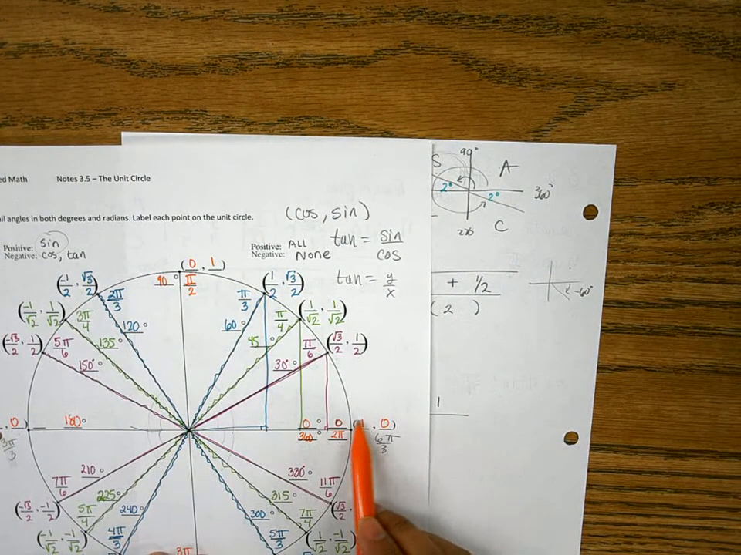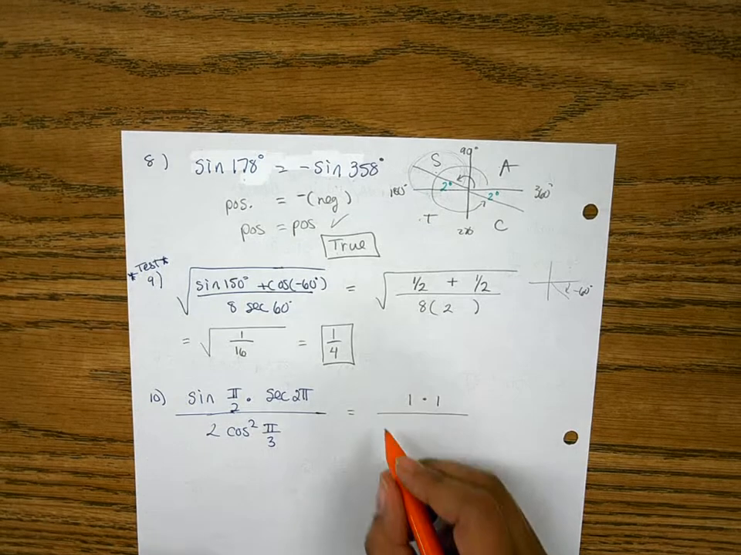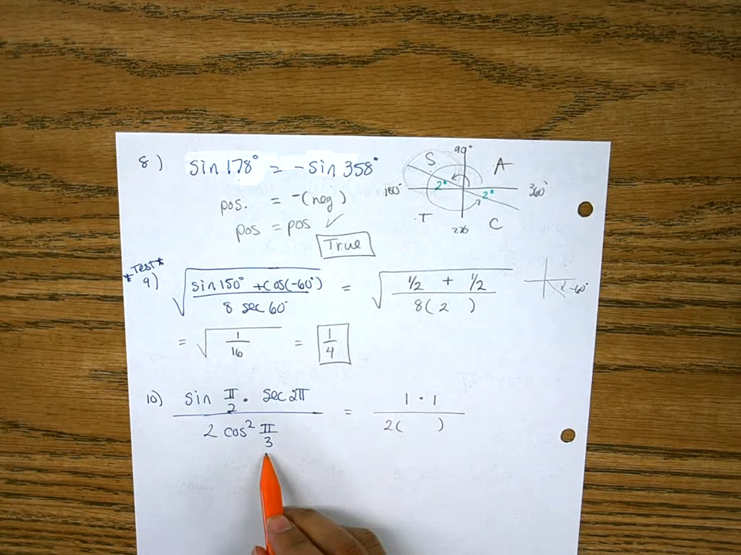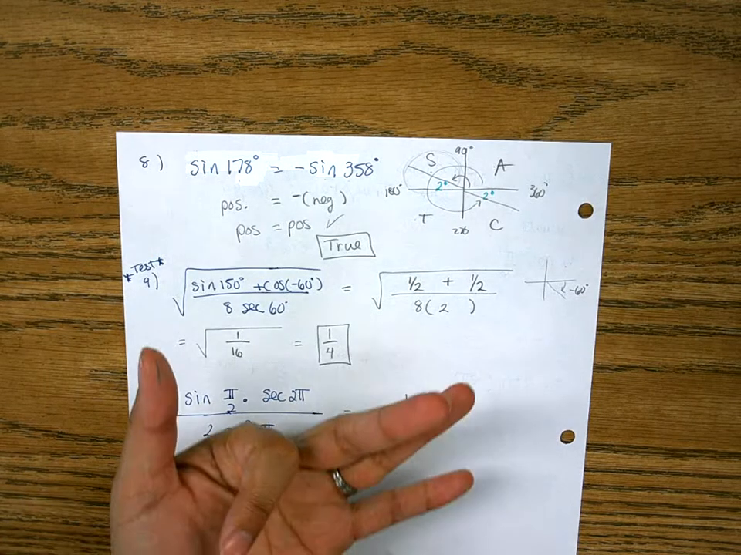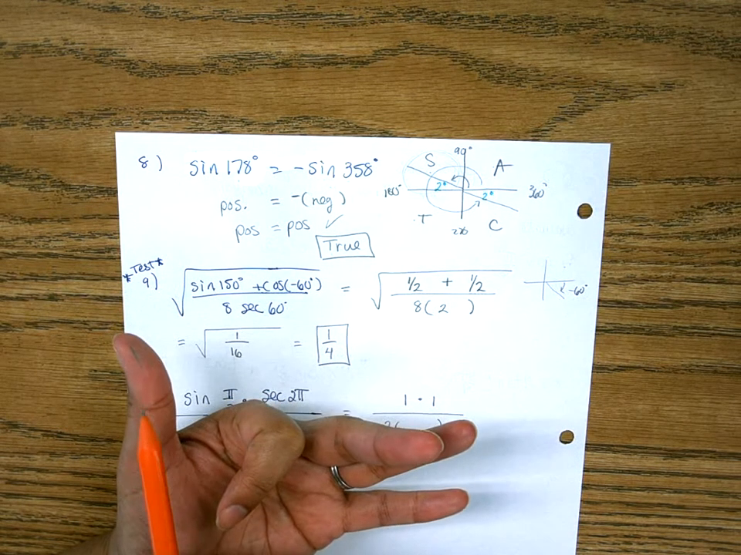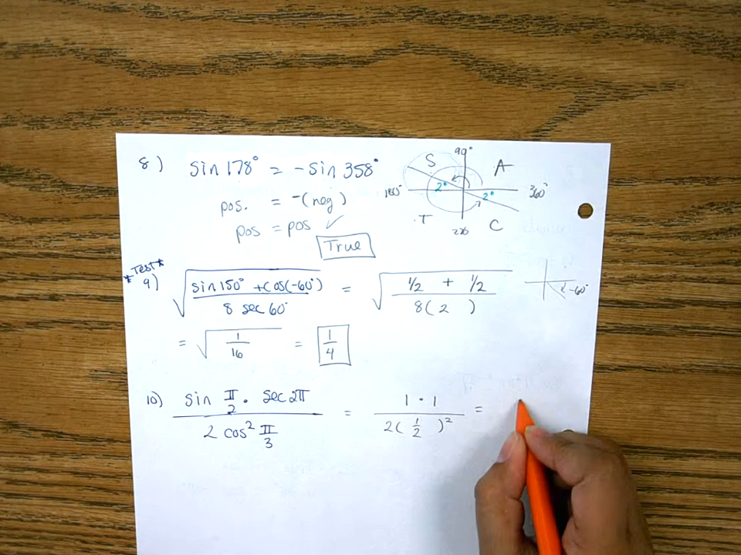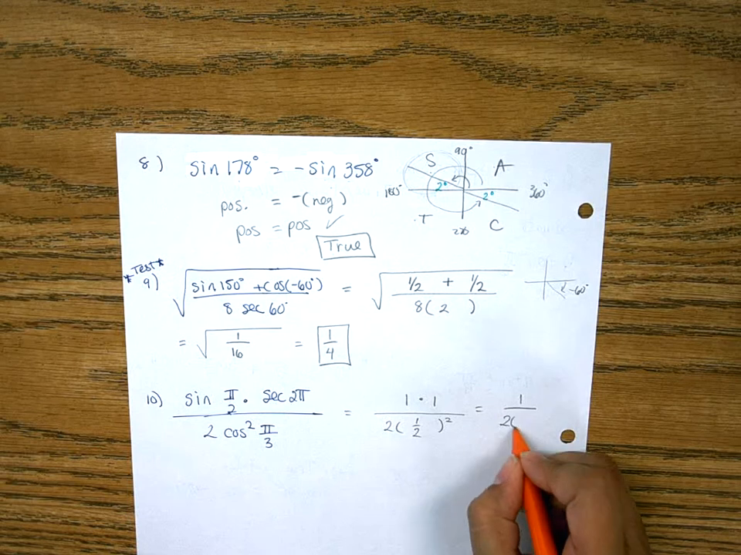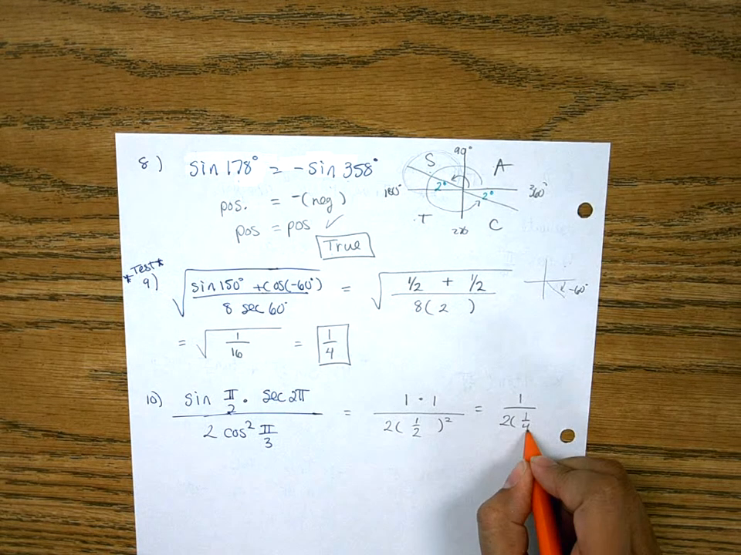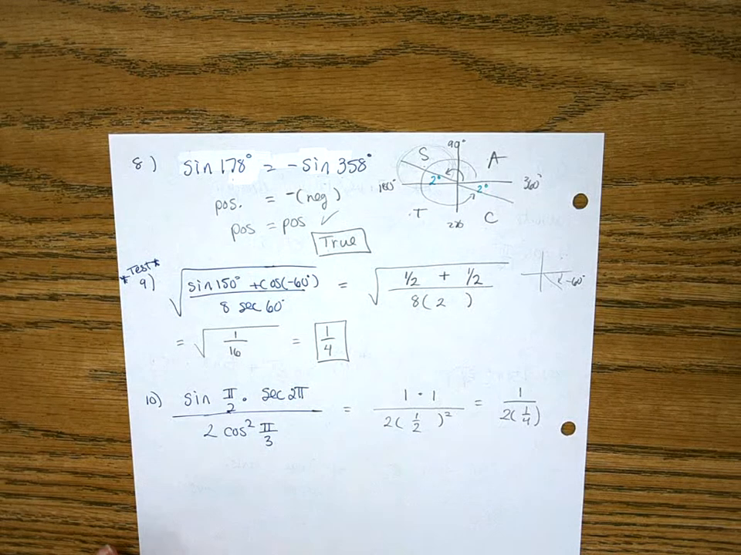I can show you that one. That one's here. Here's 2 pi. Secant's the reciprocal of cosine. Well, cosine of 2 pi is 1, and the reciprocal of 1 over 1 is still 1. Okay, and then 2 times, this is a reference angle of 60 degrees. Pi over 3 is 60 degrees. And cosine is 1/2. 1/2 squared is 1/4.